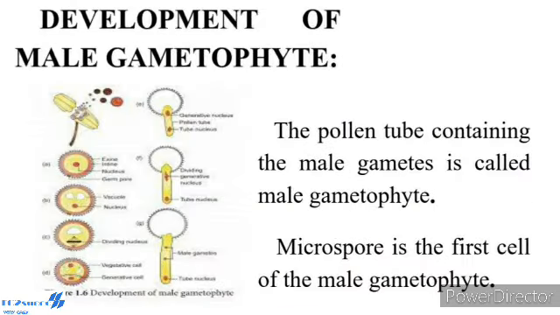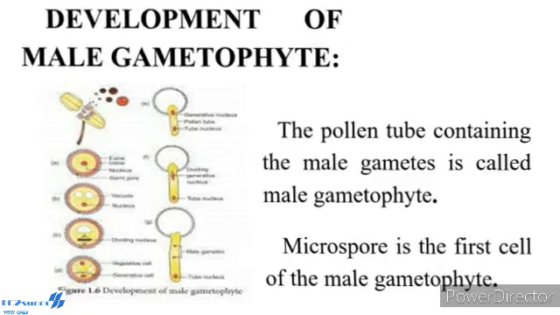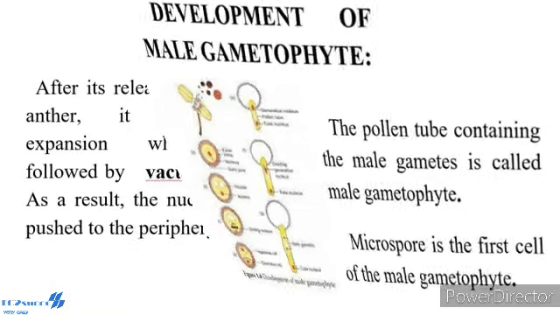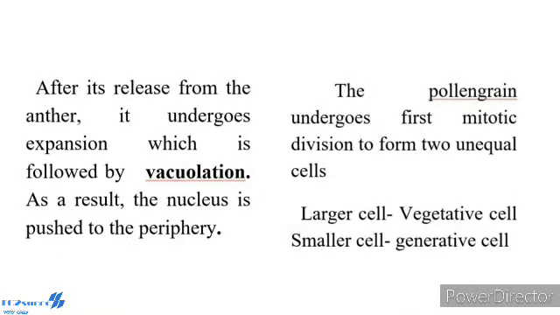Another one, development of male gametophyte. The pollen grain is the first cell of the male gametophyte. After its release from the anther, it undergoes expansion, which is followed by vacuolation. As a result, the nucleus is pushed to the periphery.